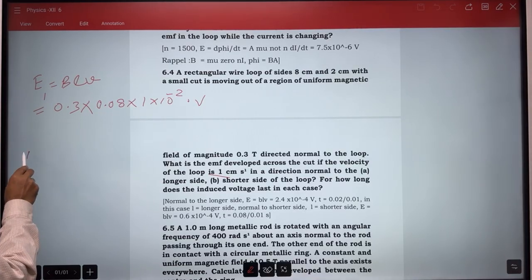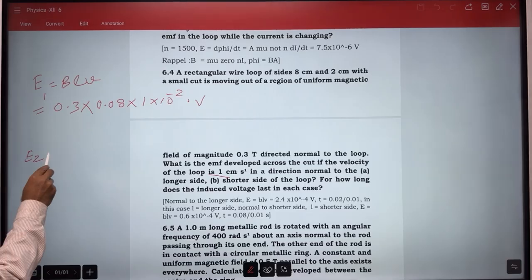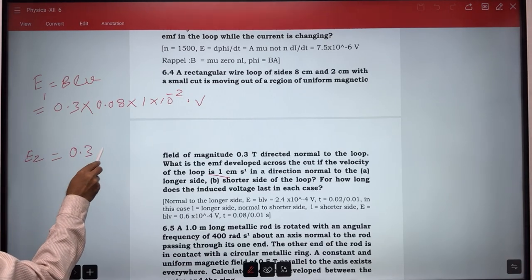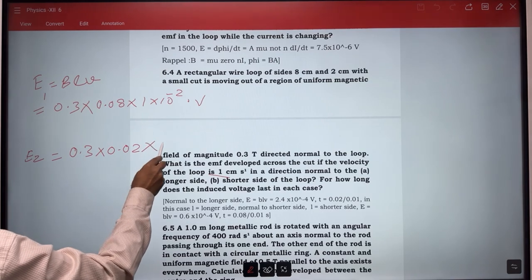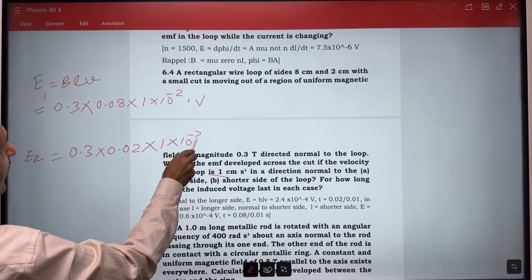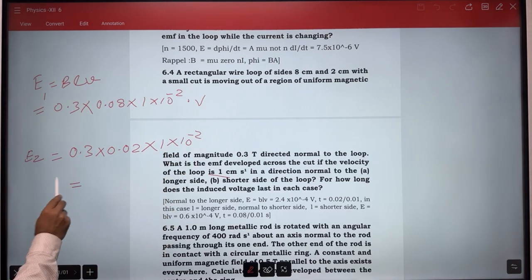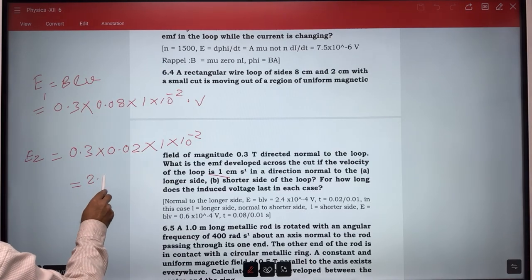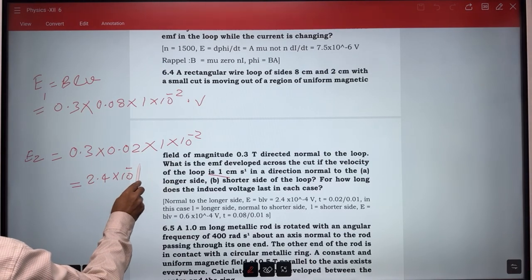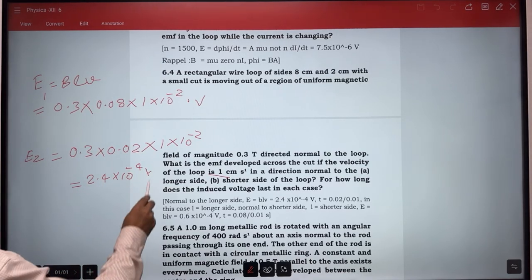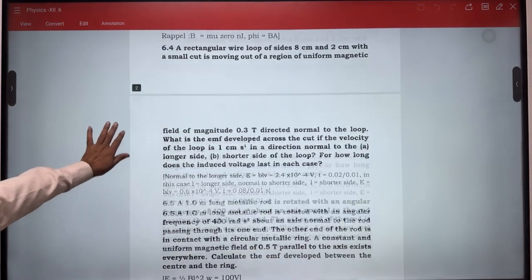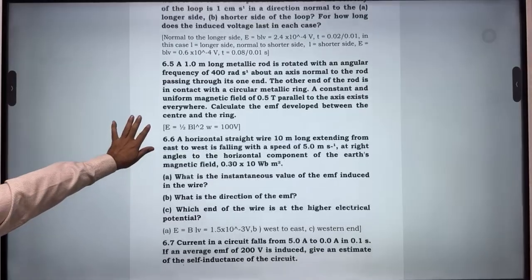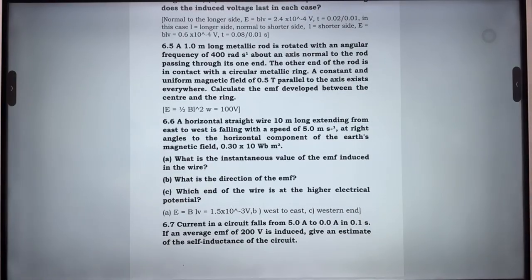Similarly, say this is E1, and if you take the other side, that is 2 centimeters, so B is 0.3 and L is 0.02, then velocity is 1 into 10 to the power minus 2, and you can get its value, that will be 2.4 into 10 to the power minus 4 volt. So I think it is simple, you can do it easily. Now let's consider the next question.